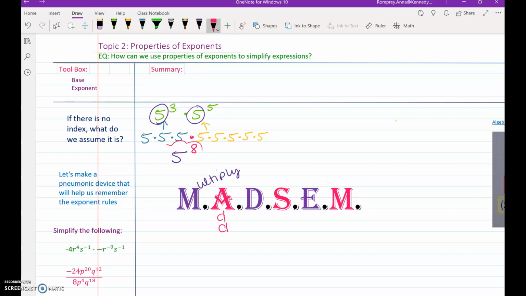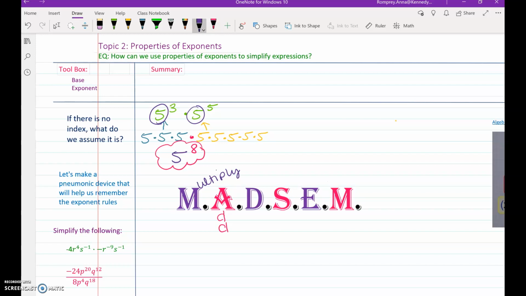Sweet. So instead of having to write that out, I can come down here and think about my rules. If I'm multiplying and I have like bases, all I have to do is say 3 plus 5 is 8, boom, done. But if you don't remember them, you can always come back and write things out longhand. I know it takes a little while, but you won't get it wrong.